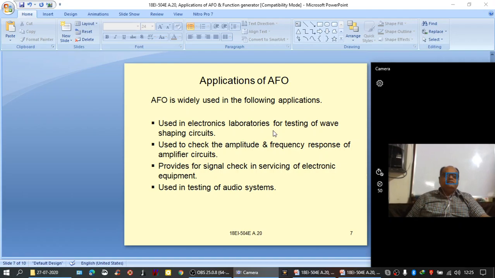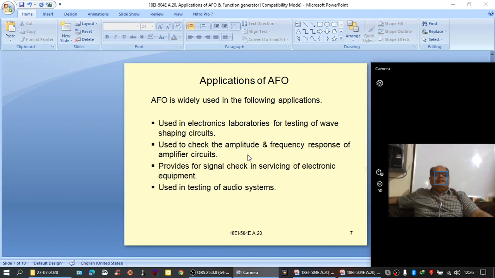Suppose a triangular wave generator is there. If you want to test that, then apply AFO signal, audio frequency output signal, and check the efficiency of conversion of the wave shaping circuit. Similarly, if you want to test the clipper circuit or if you want to test a clamper circuit, you can test using a sinusoidal signal as test signal, which is nothing but AFO signal. Then used to check the amplitude and frequency response of amplifier circuits.